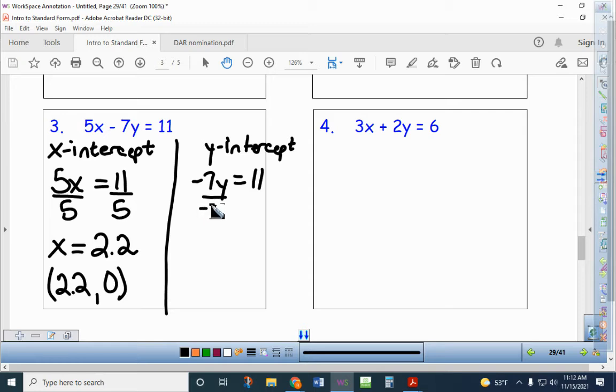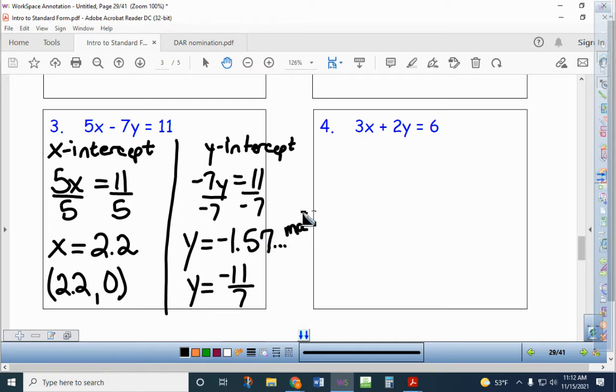On this one, when we divide by negative 7, we get this weird decimal, negative 1.57, and it keeps going. Usually there's not going to be a repeating decimal answer or a continuing decimal. So what they want you to do is leave it as the fraction. So it would be negative 11 over 7. And to get that back, all you have to do is press Math, enter, enter, to get back your fraction. And then you would write it as 0, negative 11 over 7.